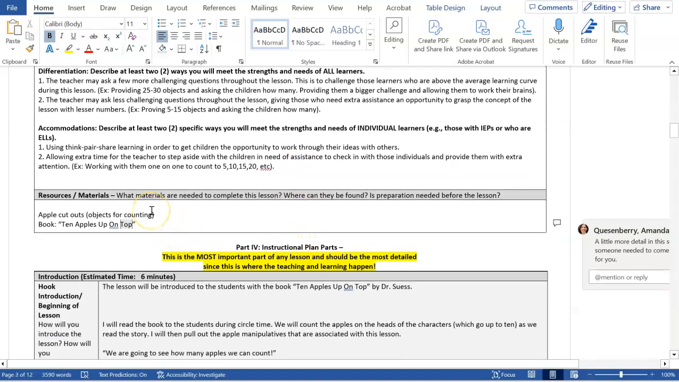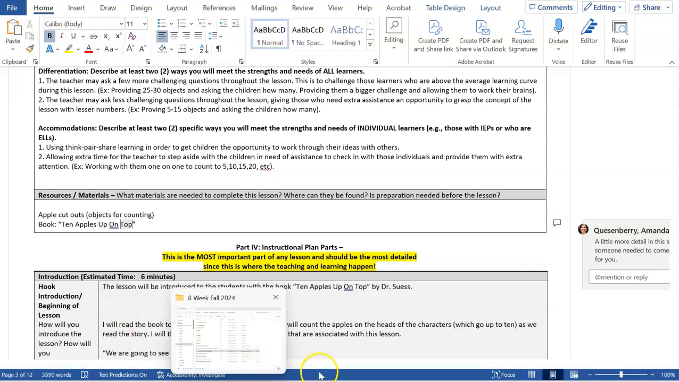Under resources and materials, this is where you would put all of the materials and resources that you would need to complete this lesson and where you might find those. I always say with every lesson plan, you should create it with enough detail that if someone else had to come in and teach your lesson, a sub or something else, that they would be able to do it just from reading the lesson plan.